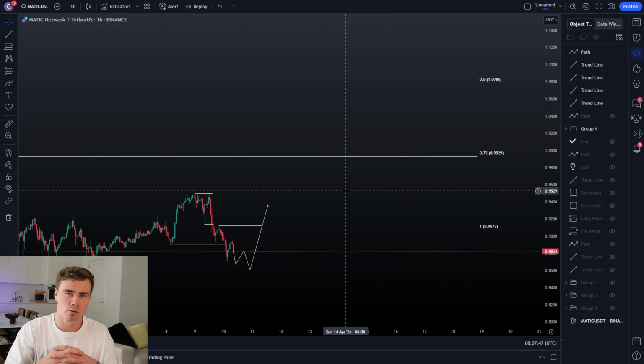Now you might be wondering, but Guru, why do we not look for shorts? Because the daily trend is up and the 4-hour trend is up. And if both of them are trending to the upside, there's no way in my entire life that I will look for shorts on MATIC or any other altcoin.